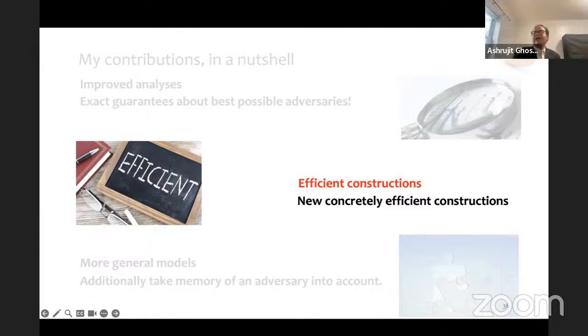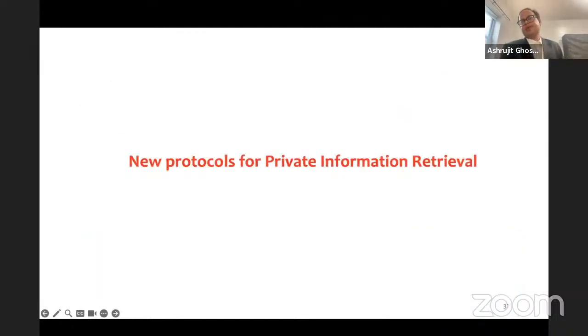So, okay, with that, I'll move towards my contributions in giving concretely efficient constructions that make purely theoretical constructions closer towards practice. I'll specifically tell you about my new state-of-the-art construction in private information retrieval.